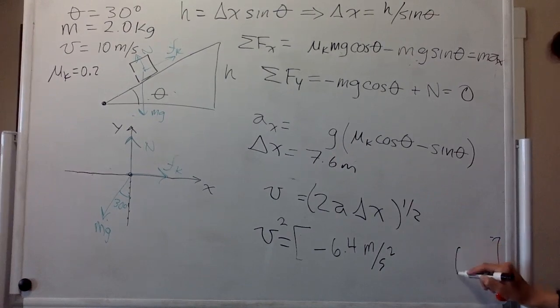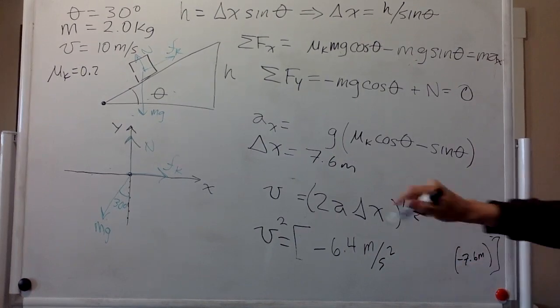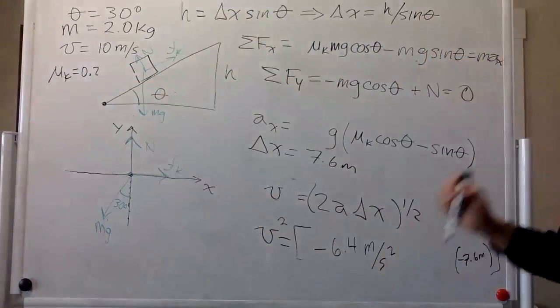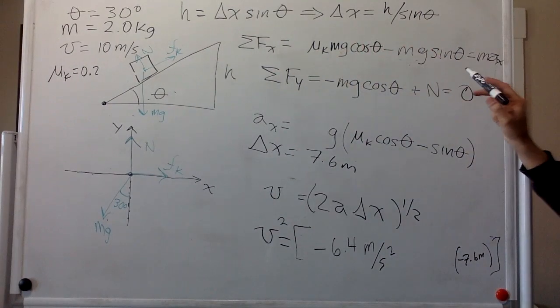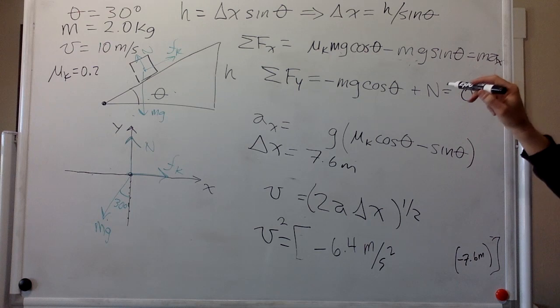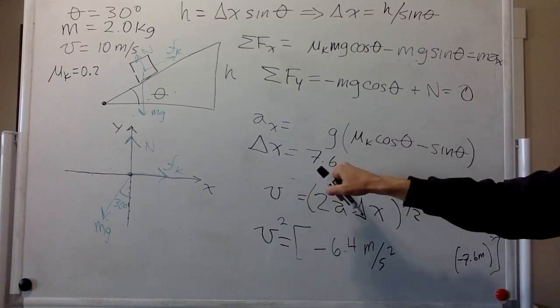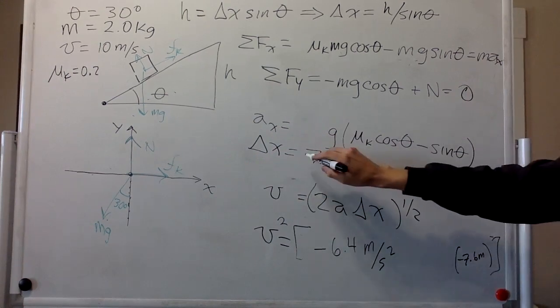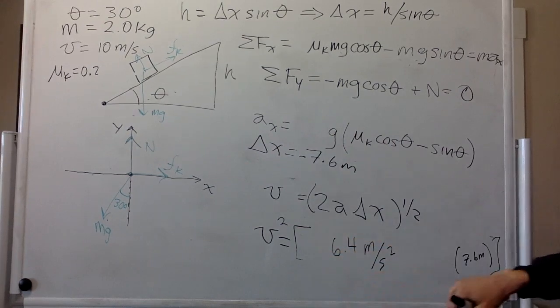And I actually missed something over here. The displacement is negative because it is in the negative direction. So it goes from 7.6 to zero. So displacement is zero minus 7.6. So the displacement is negative. Okay, so now this works. So we have the negative here and this negative and they go away. And now we have meters squared per second squared.